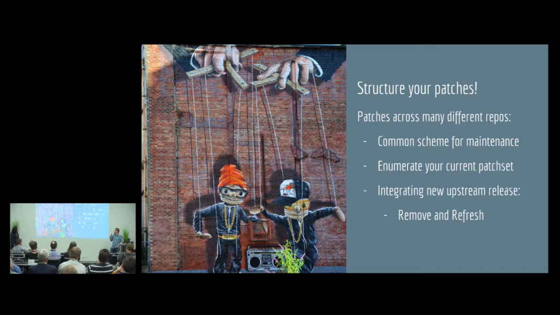You want to be able to enumerate your current patch set, basically to have an overview of what the patches are that we currently have in this part of the code. When you take in a new release from upstream, you want to refresh that patch series, basically rebase it on top of the new release, so that you can remove patches that are no longer necessary, and so that your patches stay current with the development of upstream.